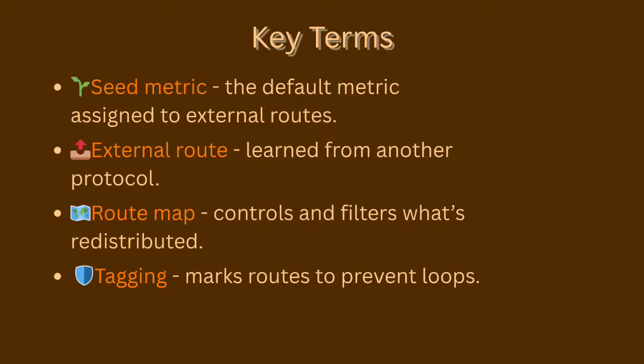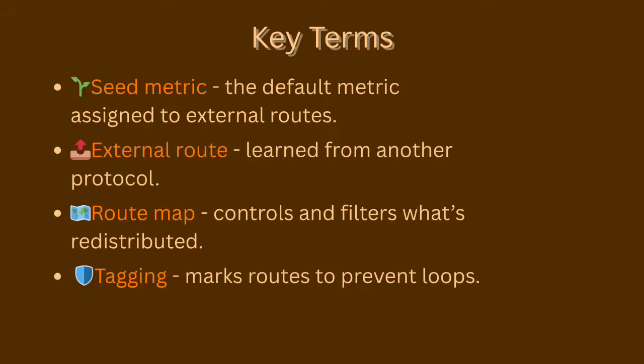Before we look at an example, let's go over a few key terms you'll need to understand for route redistribution. First is the seed metric. This is the initial metric that gets assigned to redistributed routes when they come into another protocol. For example, when OSPF routes are brought into EIGRP, we need to give them an EIGRP style metric to make them compatible. Next is the external route. This simply means a route that was learned from another routing domain, not one that originated within the protocol itself.